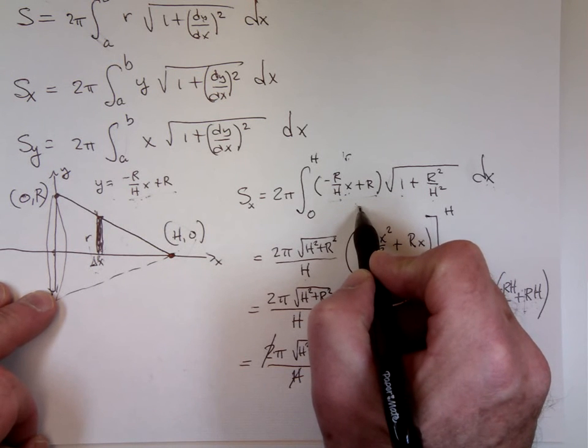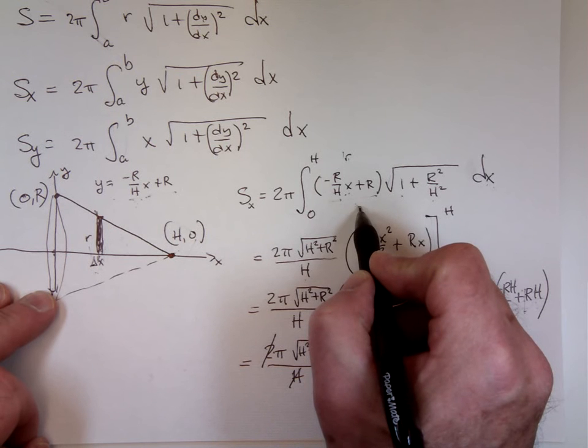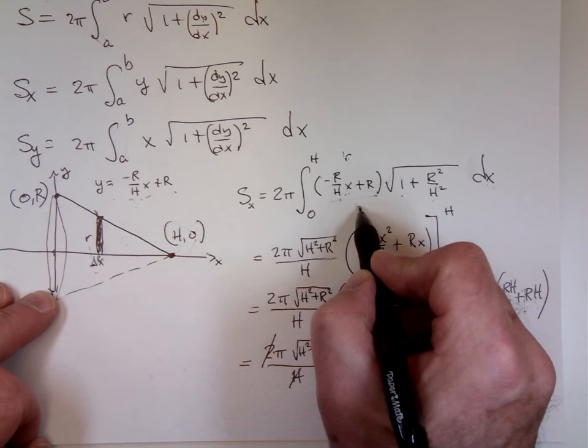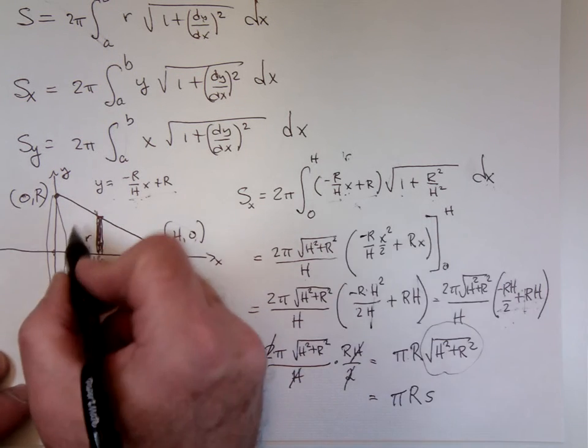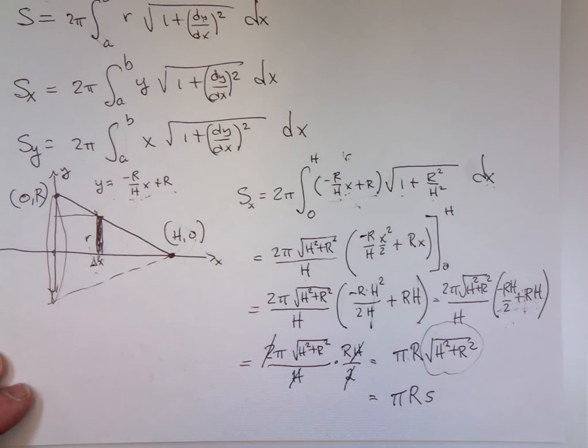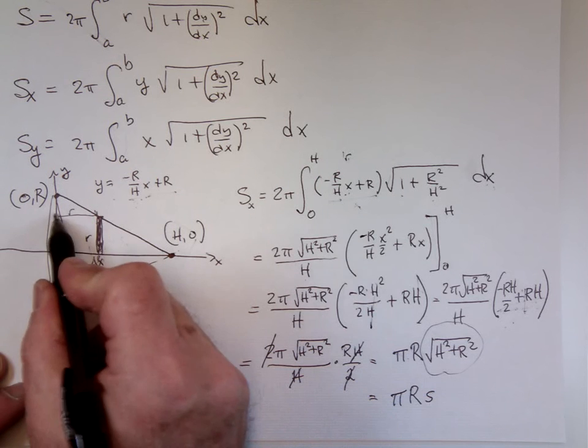H minus x. What is it? H minus x. No. What is this distance equal to? X. That's it. It'll just be an x.